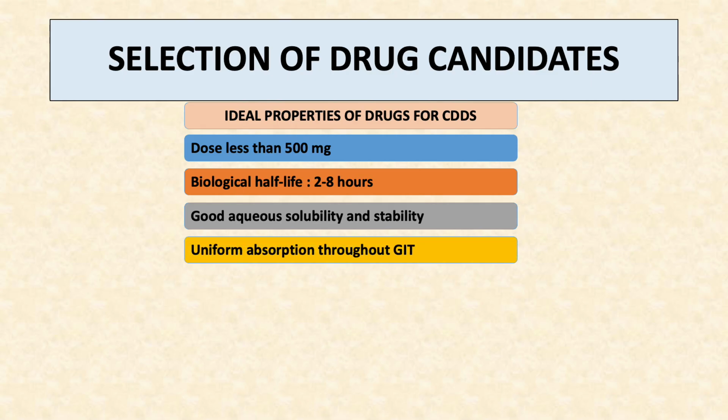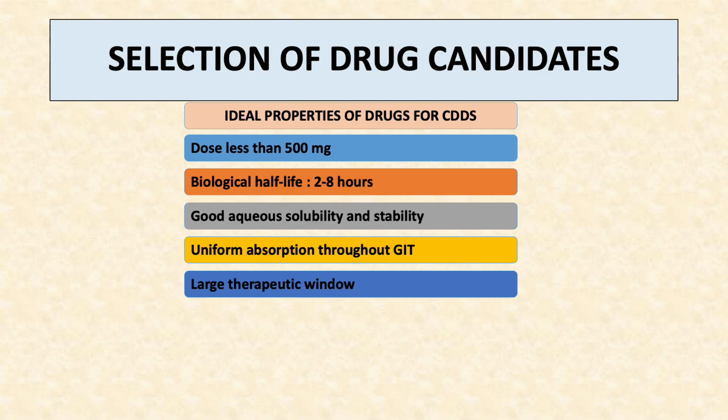Uniform absorption throughout the GIT. If the drug absorbs only in a specific region, controlled release over long transit times may be ineffective. For example, drugs with absorption window issues may need modified designs like gastroretentive systems.